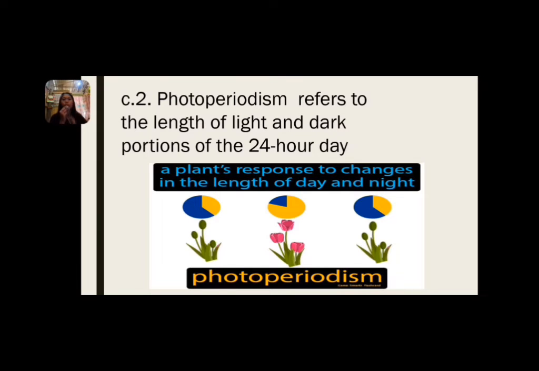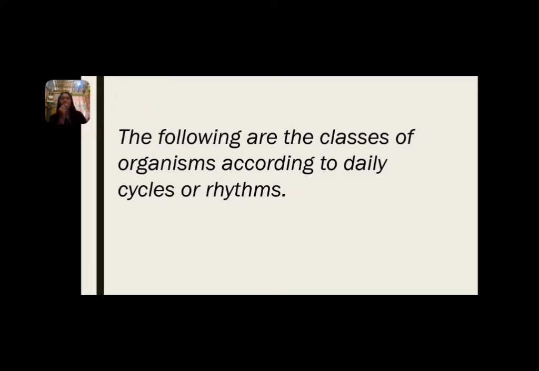So next is the photoperiodism, refers to the length of light and dark portions of the 24-hour day. So ito ay tumutukoy sa haba ng liwanag at madilim na bahagi sa loob ng 24 na oras. So kanina mga plants respond to change in the length of day at night. So this is called the photoperiodism. The following are the classes of organisms according to the cycles of rhythms.